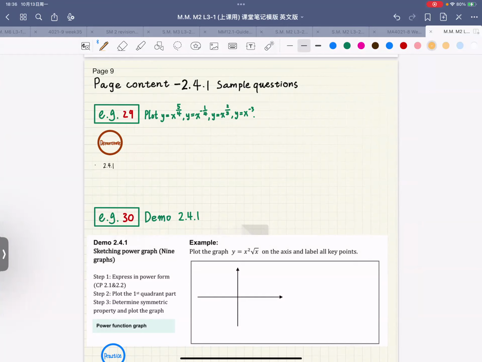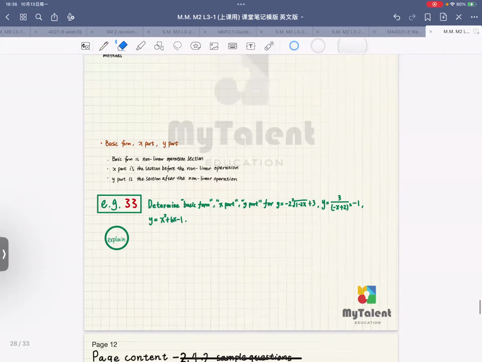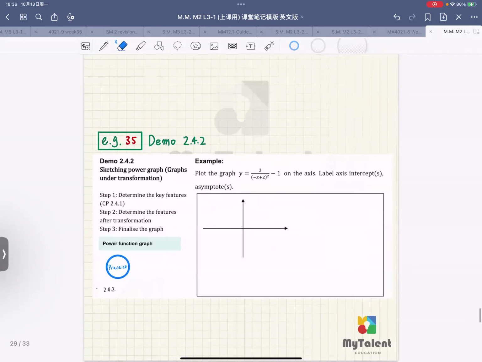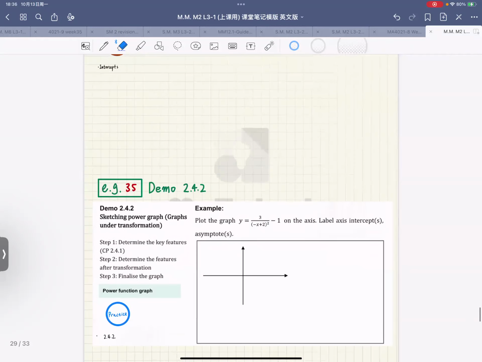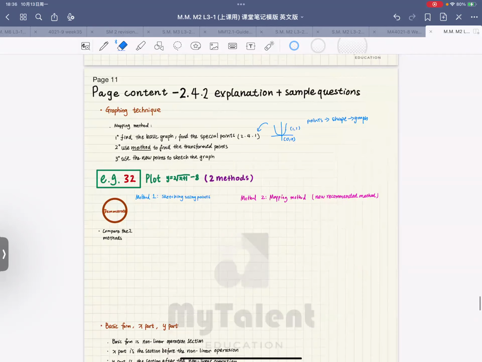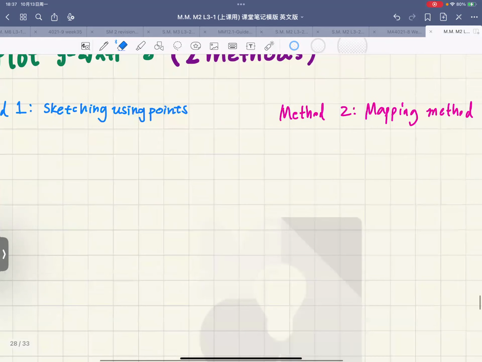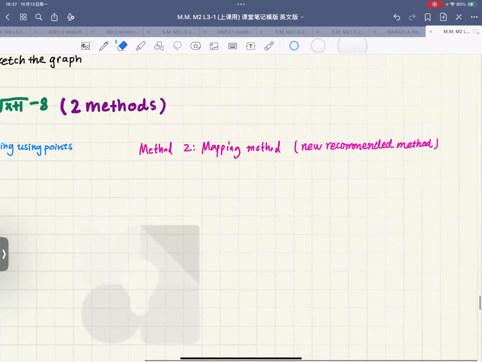I really want to go through this. Where is it? Okay. I just spent 5 minutes to quickly go through this. Sketching using the points. I will skip method 1. I will not sketch using the points. I will use the mapping method.